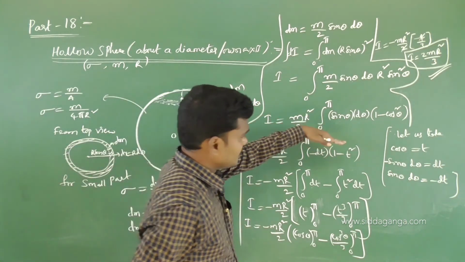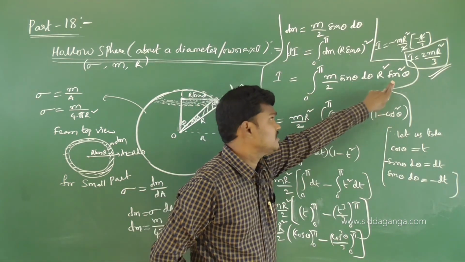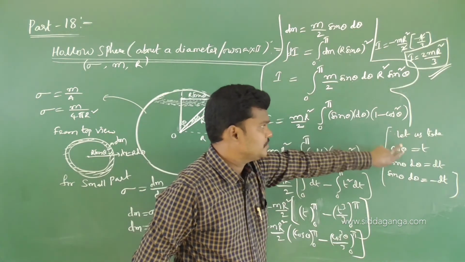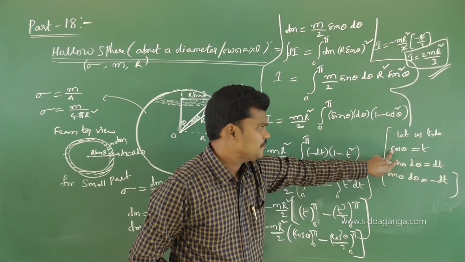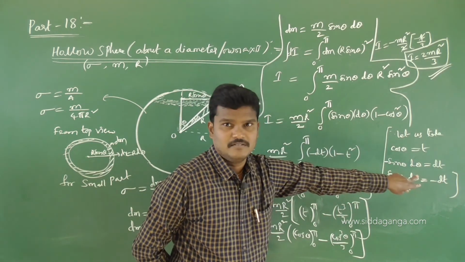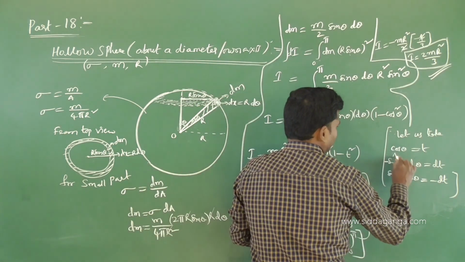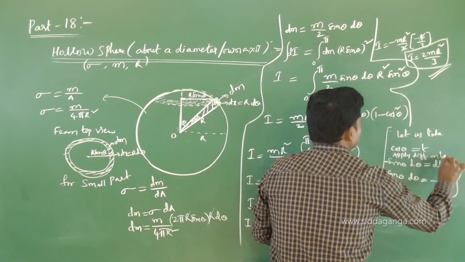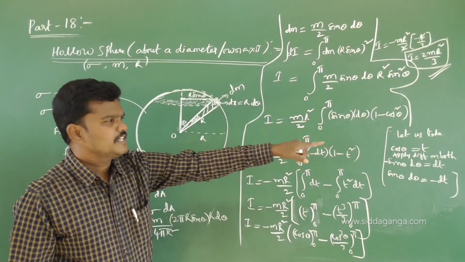Here a different process started: sin square theta. This sin square theta I wrote as 1 minus cos square theta. Let us suppose you take cos theta as t; x is not possible, so t. If you apply differentiation on both sides, the derivative of cos theta is minus sin theta d theta, and the derivative of t is dt.